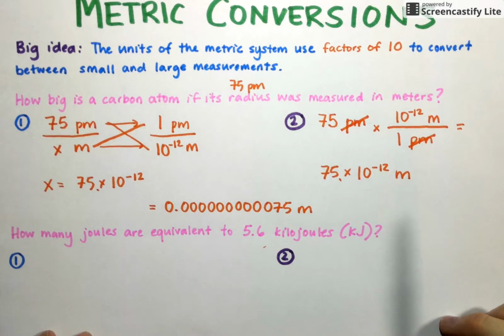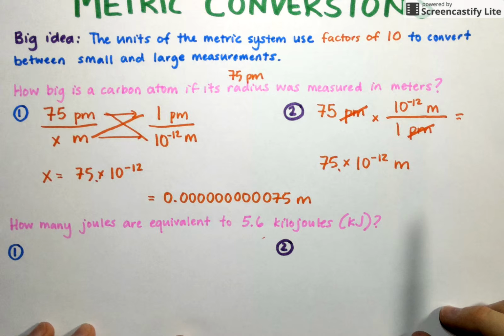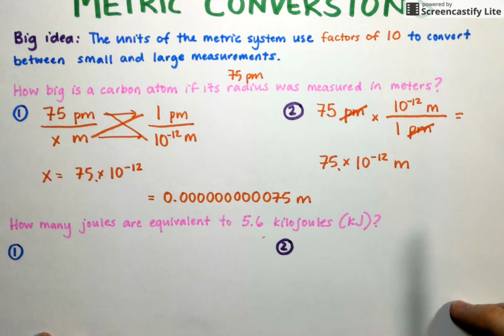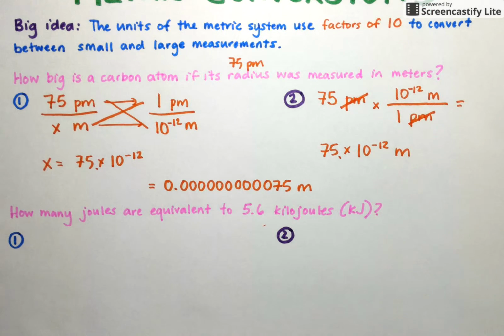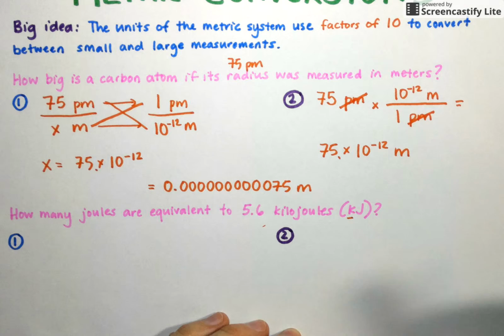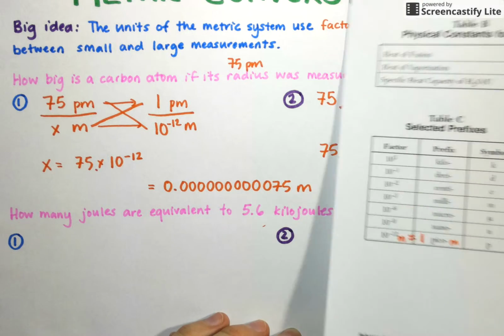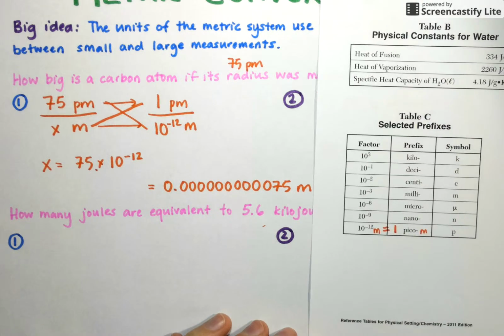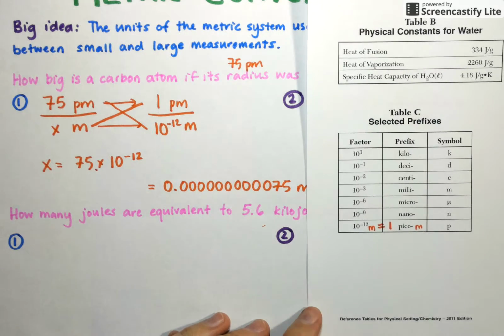Let's take a look at another example. I want to know how many joules are equivalent to 5.6 kilojoules. This is something you might encounter in one of those heat calculation problems. And again, you're going to find that this K is something that we can find right here on table C. It's up at the very top.